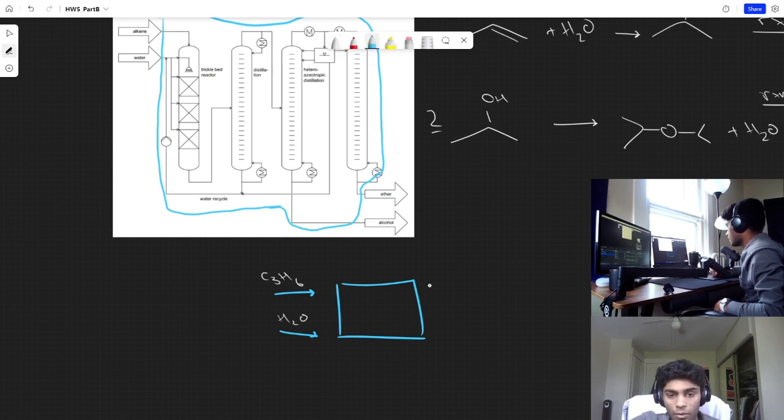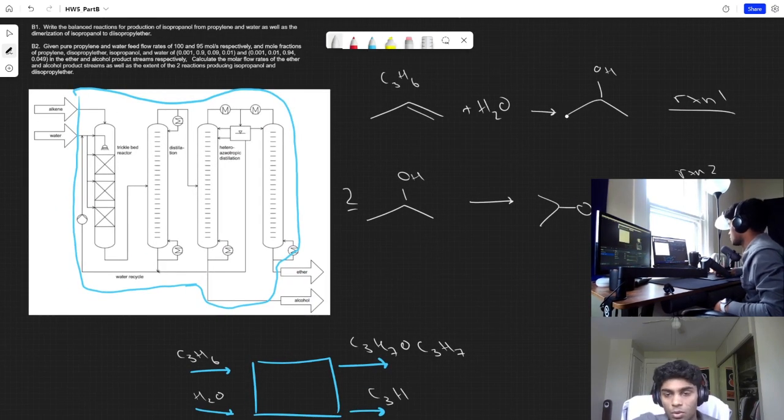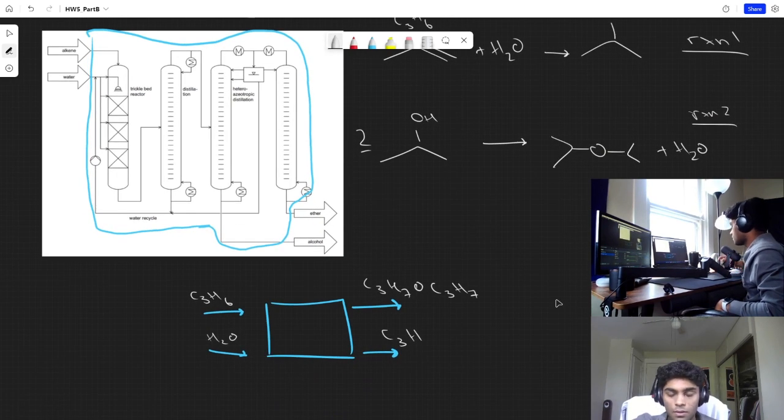And out comes our diisopropyl ether, which is C3H7OC3H7, and our alcohol, which is C3H... how many hydrogens is that? That's 1, 2, 3, 4, 5, 6, 7. C3H7OH.